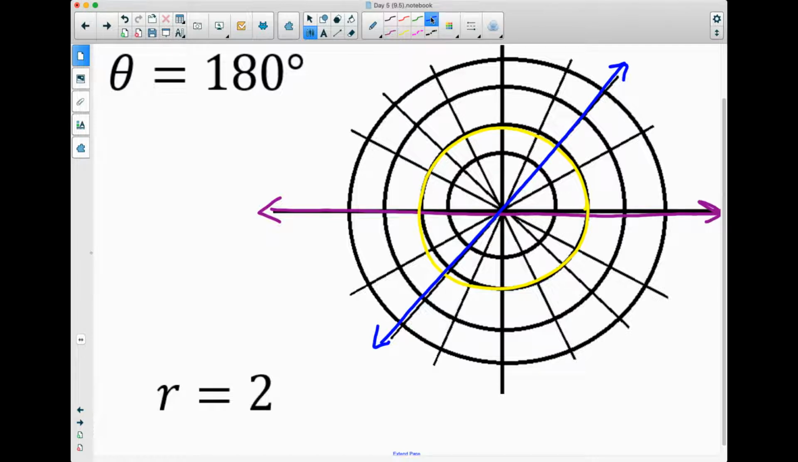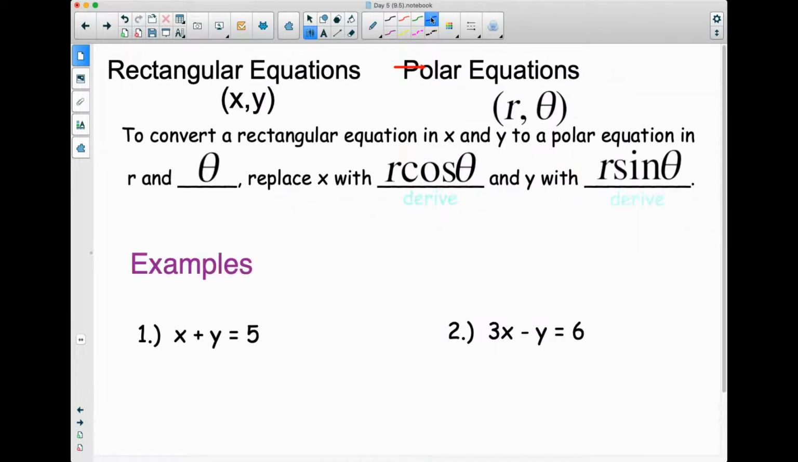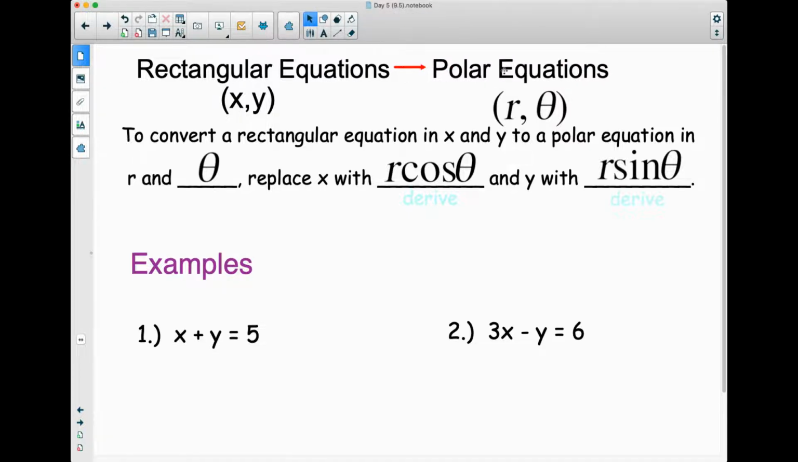So we're going to go between having r's and thetas to having x's and y's to r's and thetas, just like we've been doing. Okay. So switching between the two, like I said, we're going to go from having x's and y's to having r's and thetas.